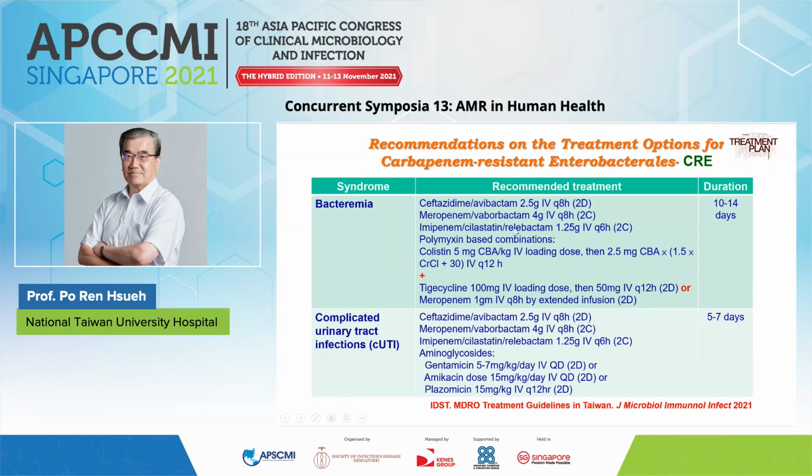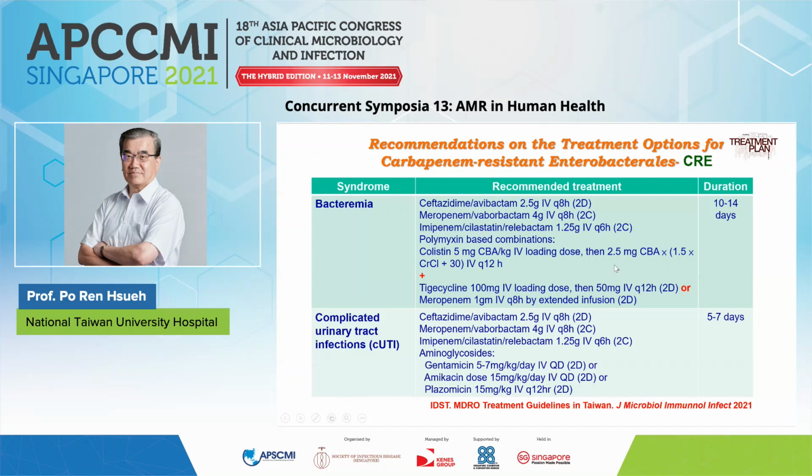Meropenem-vaborbactam, imipenem-relebactam, and polymyxin-based combinations, for example colistin plus tigecycline or meropenem, with extended infusion. So we have the recommendation here. Also for complicated UTI, we have recommendations here. So you can see here some drugs are monotherapy and some are combination therapy.